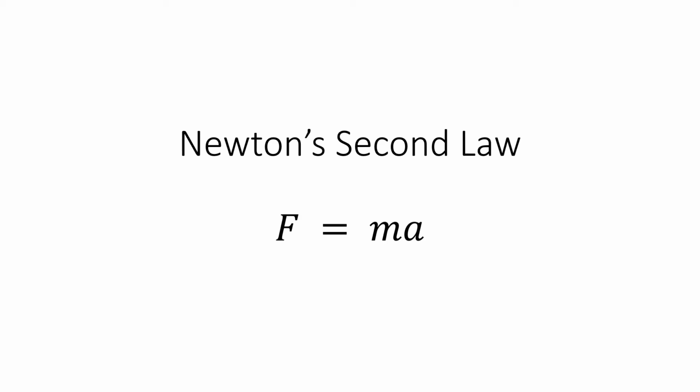So in this video, we'll have a look at Newton's second law. Newton's second law makes a connection between force, mass, and acceleration. This is the formula we're going to use: F equals ma, where F is in newtons, mass is in kilograms, and acceleration is in meters per second squared.